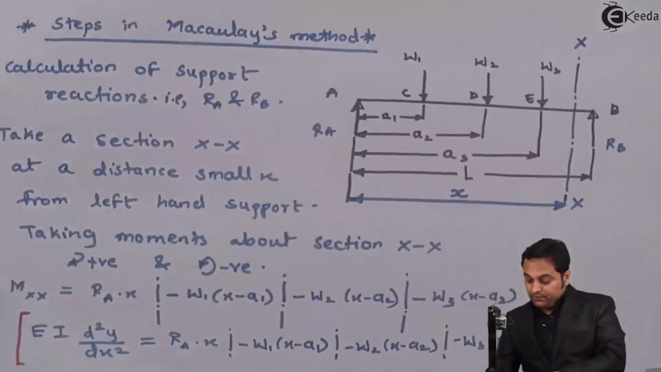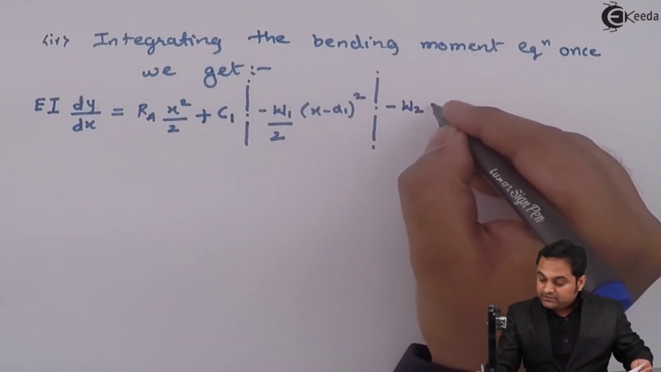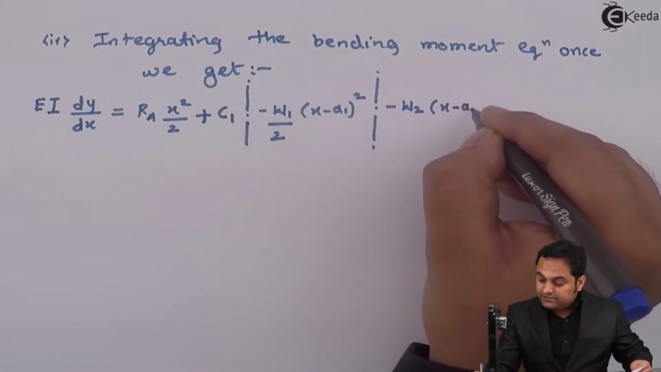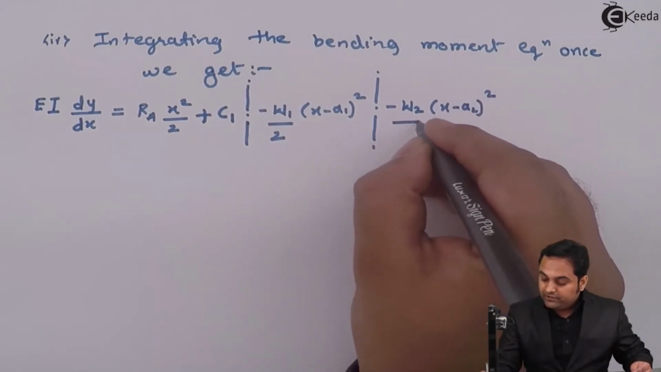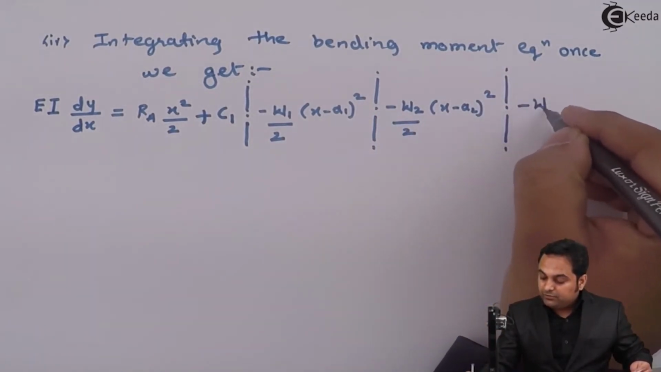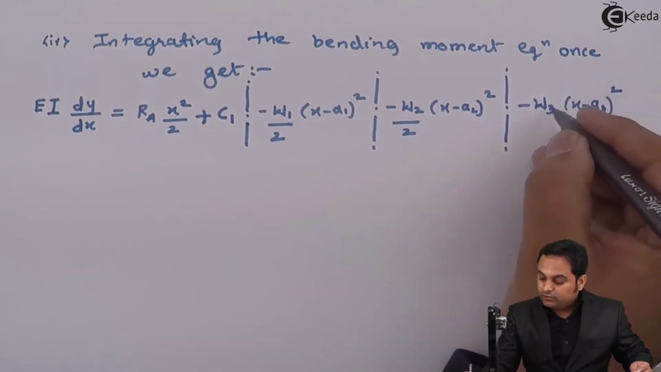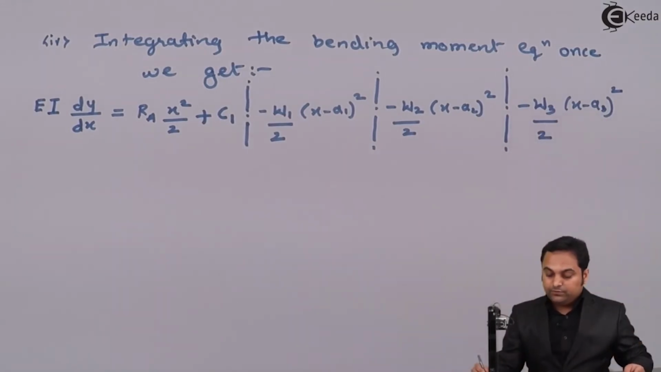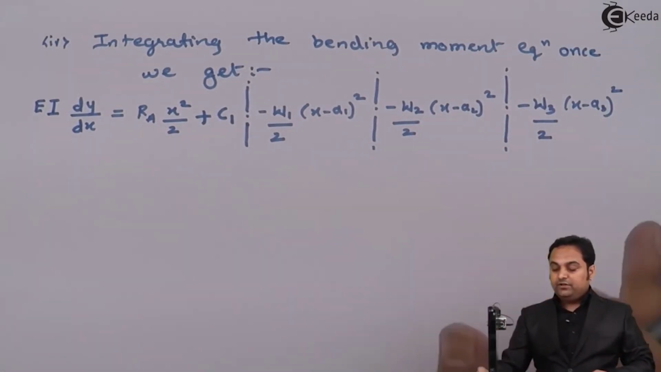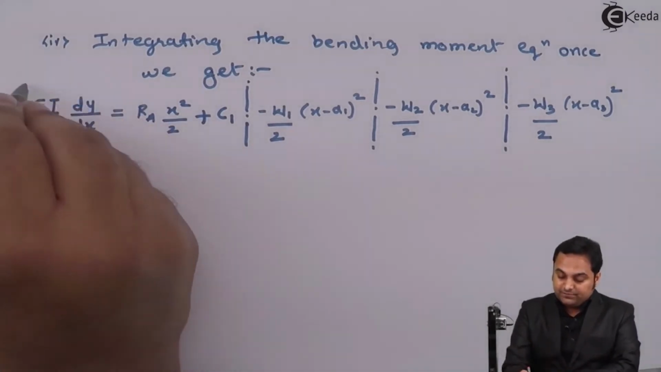Then minus w2 will remain as it is, and x minus a2 will become x minus a2 whole square divided by 2. At last, minus w3 x minus a3 whole square divided by 2. So here I have integrated once. I'll keep this as equation number second.